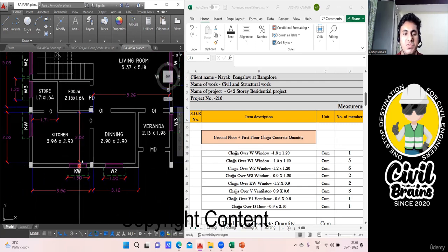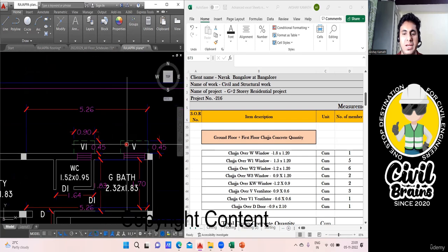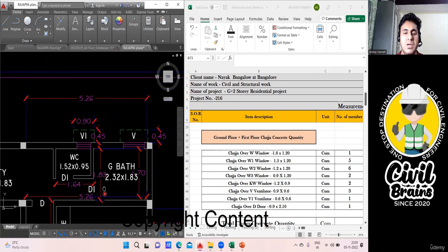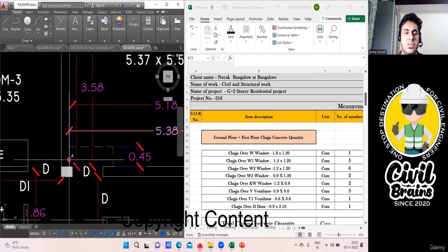Then kitchen window. Then Chajja over the ventilator part. This is the V ventilator, I have written V ventilator. Chajja over V1 ventilator. Got it. Then Chajja will come on one door part. Here you see, a door is there. This green color is the Chajja part. So Chajja over D door. Finish. This much you need to write.